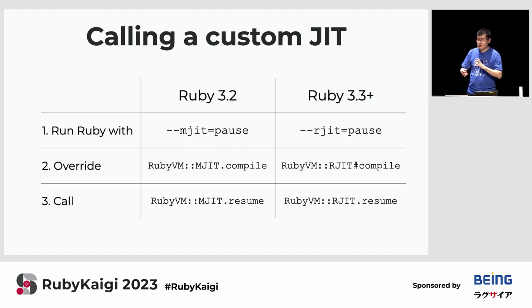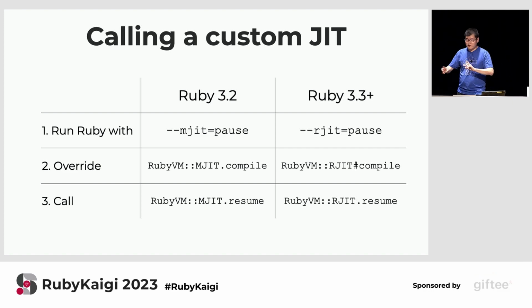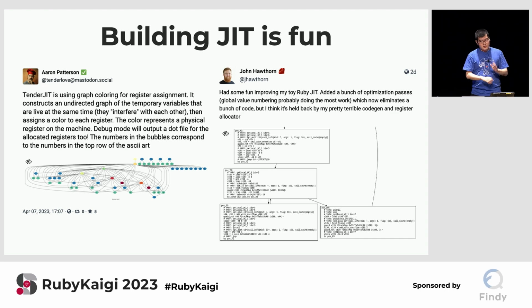And then you load the JIT compiler, you require it, and then you replace the compile method of the Ruby virtual machine's RJIT. And then once you do that, you can call RubyVM::RJIT.resume to start compiling those methods with your custom JIT. And building a JIT is very much fun.